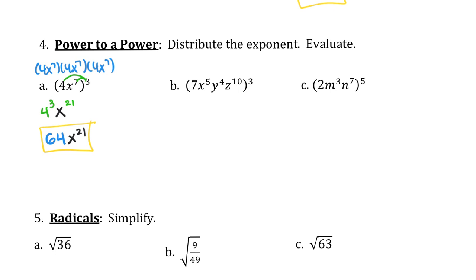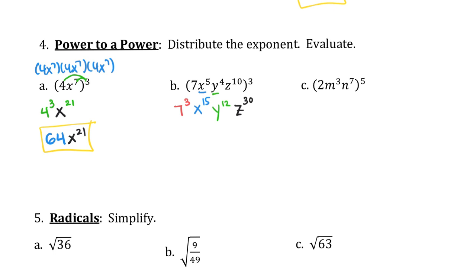Let's try the next one. You just have to be really careful when you do the shortcut. The 3 needs to distribute to everything in B. So for B, I'm going to distribute the 3 to the 7, so I get 7 to the 3rd. Now if I do x to the 5th and I distribute the 3, I'm going to multiply. So it's 15. Why am I multiplying? Because if I write it out 3 times, I have x to the 5th, x to the 5th, x to the 5th, and I'm adding up the 5 three times. Okay, for the y to the 4th, 3 times 4, y to the 12th. If I do z to the 10th, 3 times 10, 30.